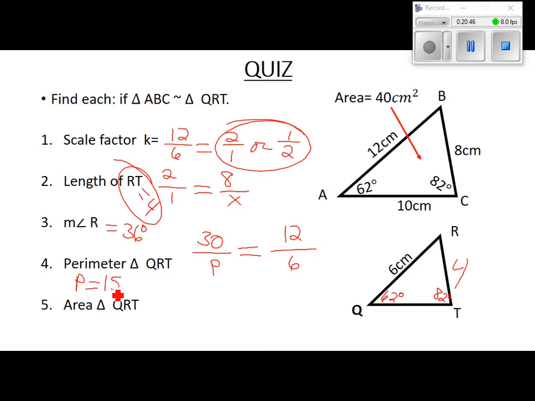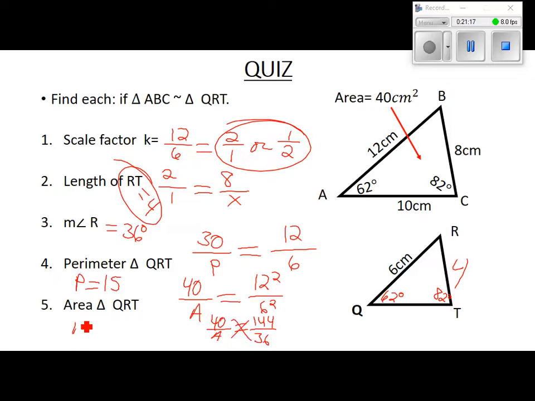Yep. Area. What's going to be different when I set up the area one? You got to square the sides. What goes on top here? 40 on bottom. X. I'm going to use A. Top 12 squared. Bottom 6 squared. When you do all this, I got 40 over A equals, what's 12 squared? 144. 6 squared. 36. Then you cross multiply.